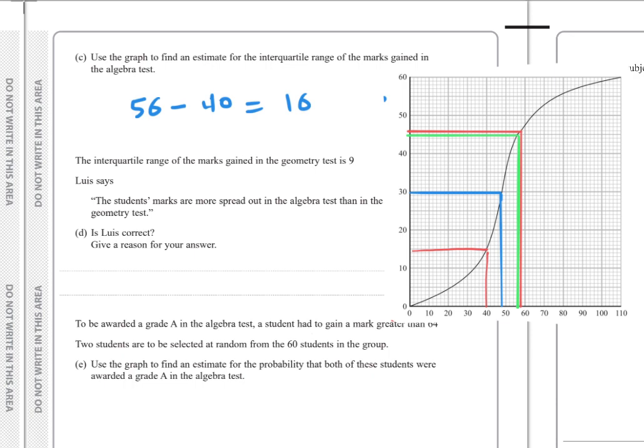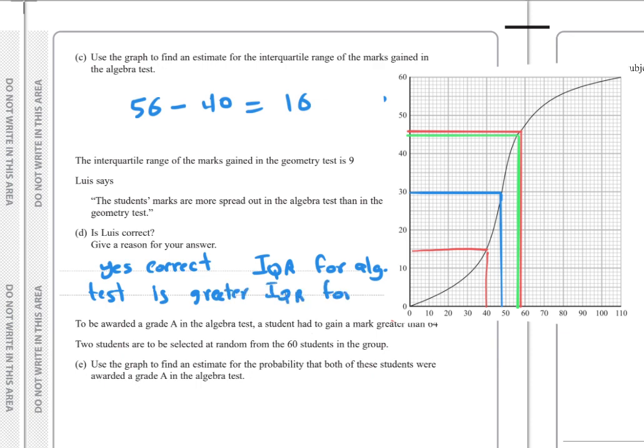So yes, correct, because the interquartile range for the algebra test is greater than the interquartile range for the geometry test.